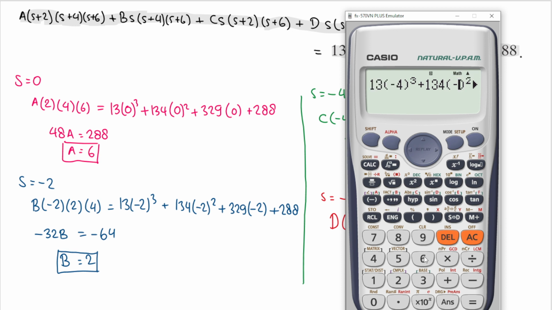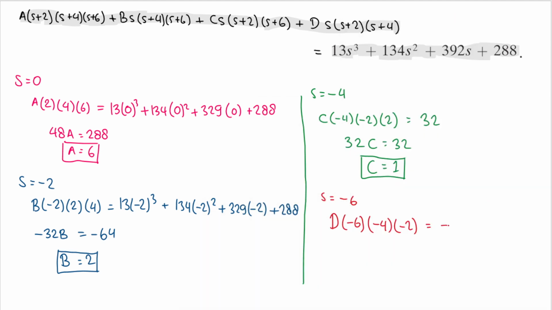This will be minus 6. And this will be minus 6. I will have minus 48. Okay, minus 48. And this one will be 24 multiplied by minus 2. We will have minus 48d is equal to minus 48. And then d is equal to 1. Okay, now we get all the value of a, b, c, and d.